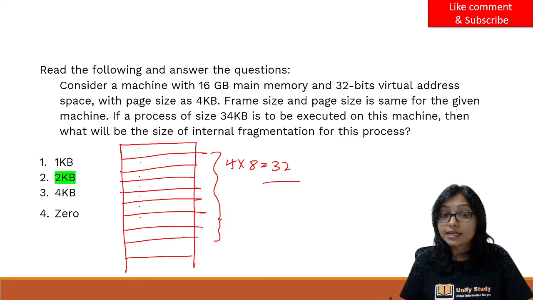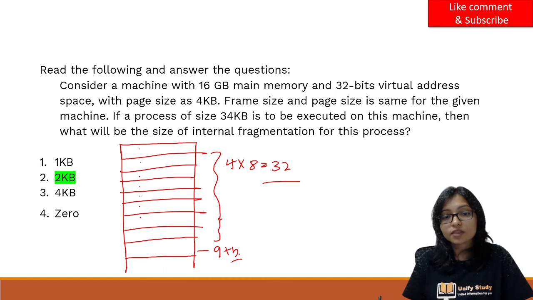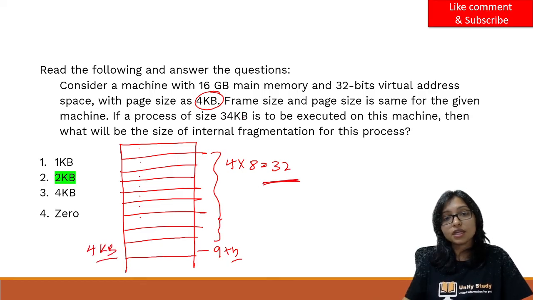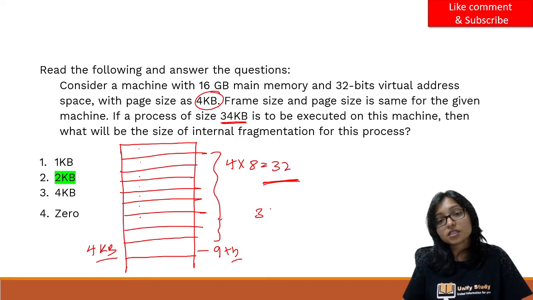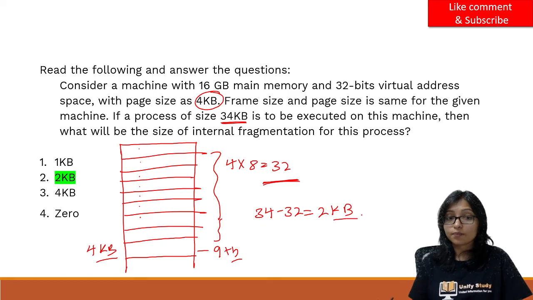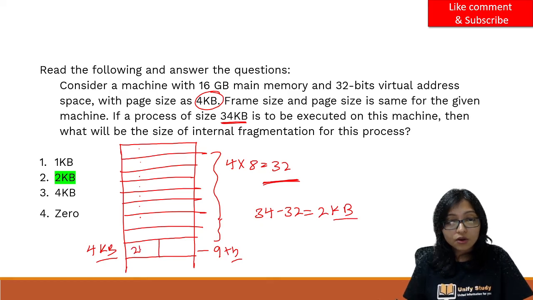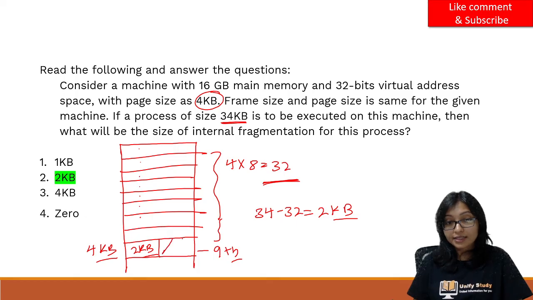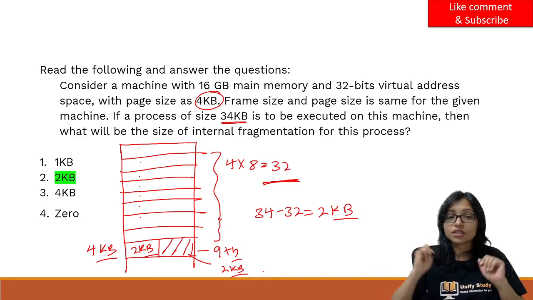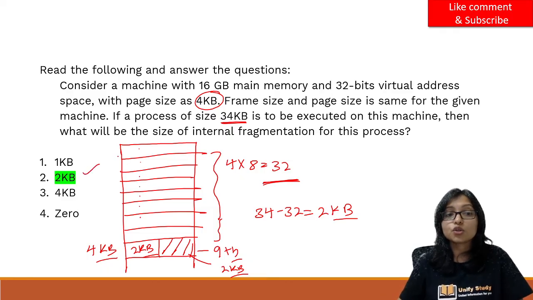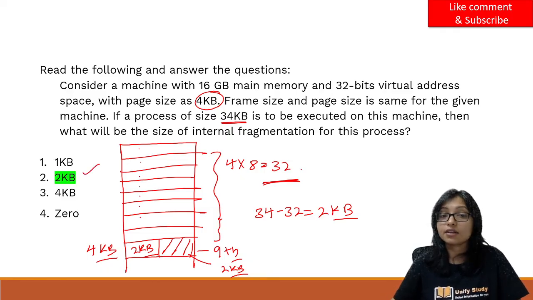Now I need the 9th page also. This 9th one is 4 KB in total. But out of 4 KB, how much is remaining? My total size was 34 minus 32, so only 2 KB is remaining. So from here I will take only 2 KB of space, and this 2 KB is the wastage here. So the answer will be 2 KB. That is the internal fragmentation.